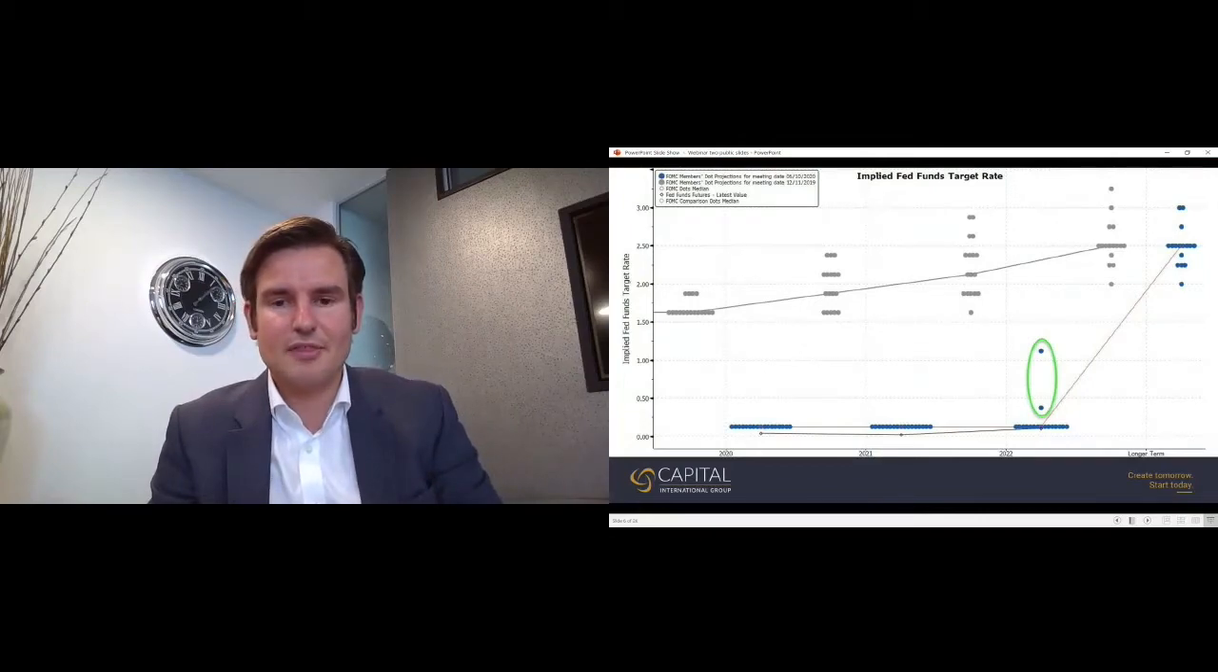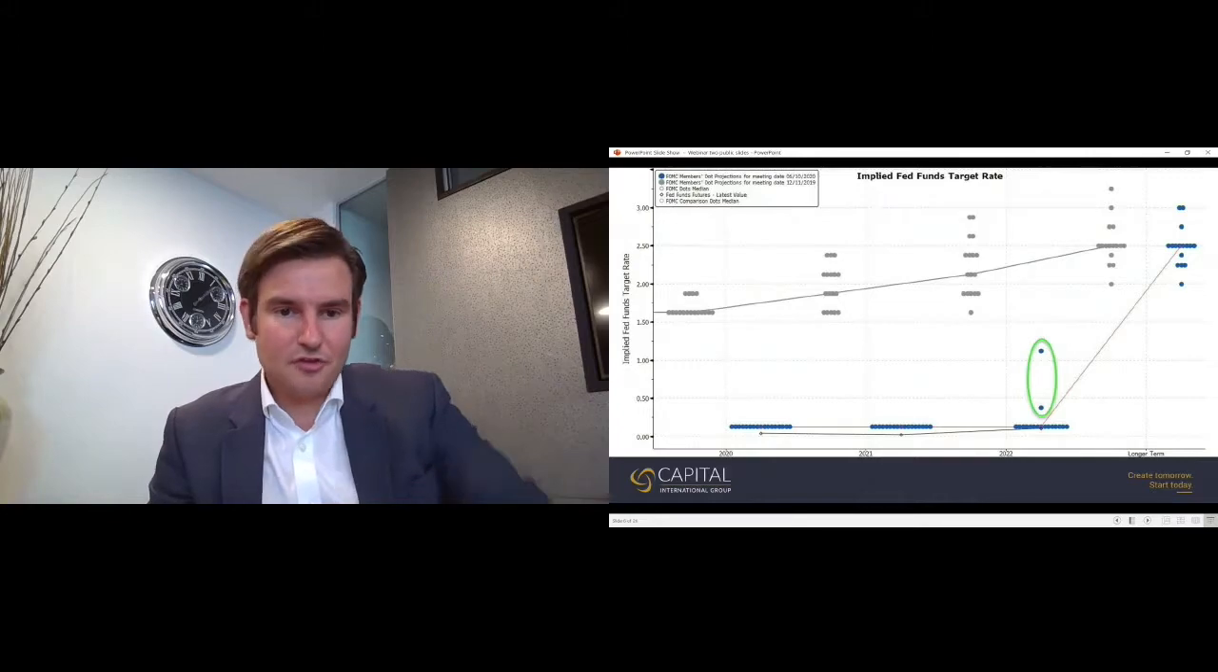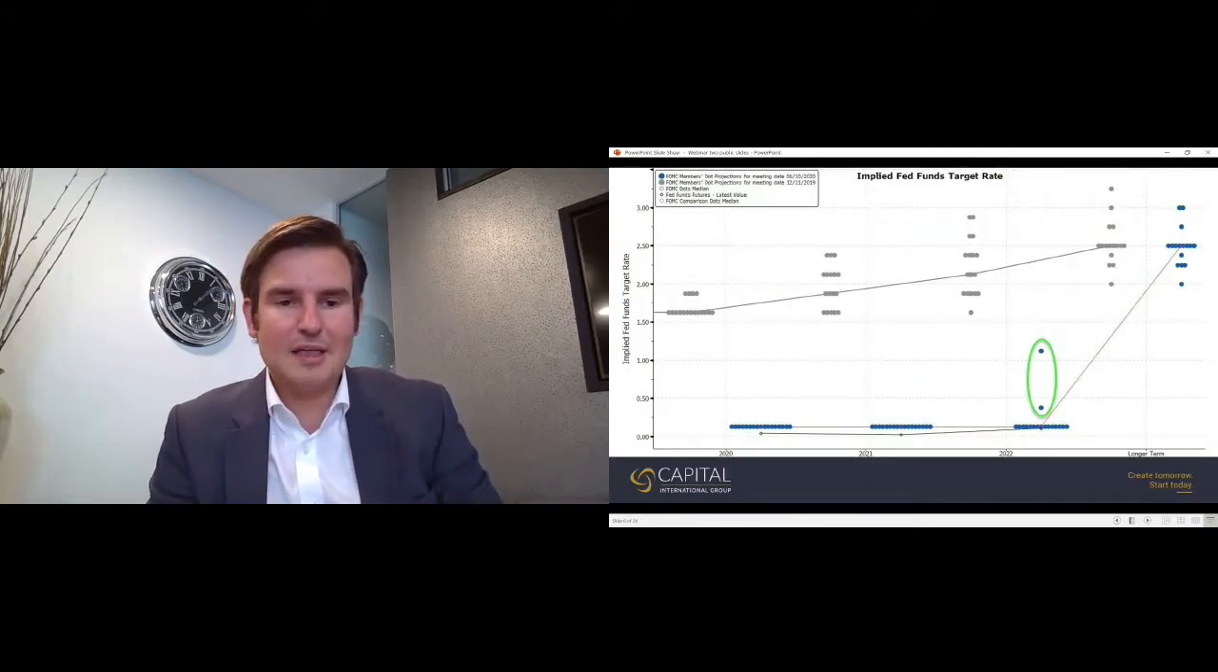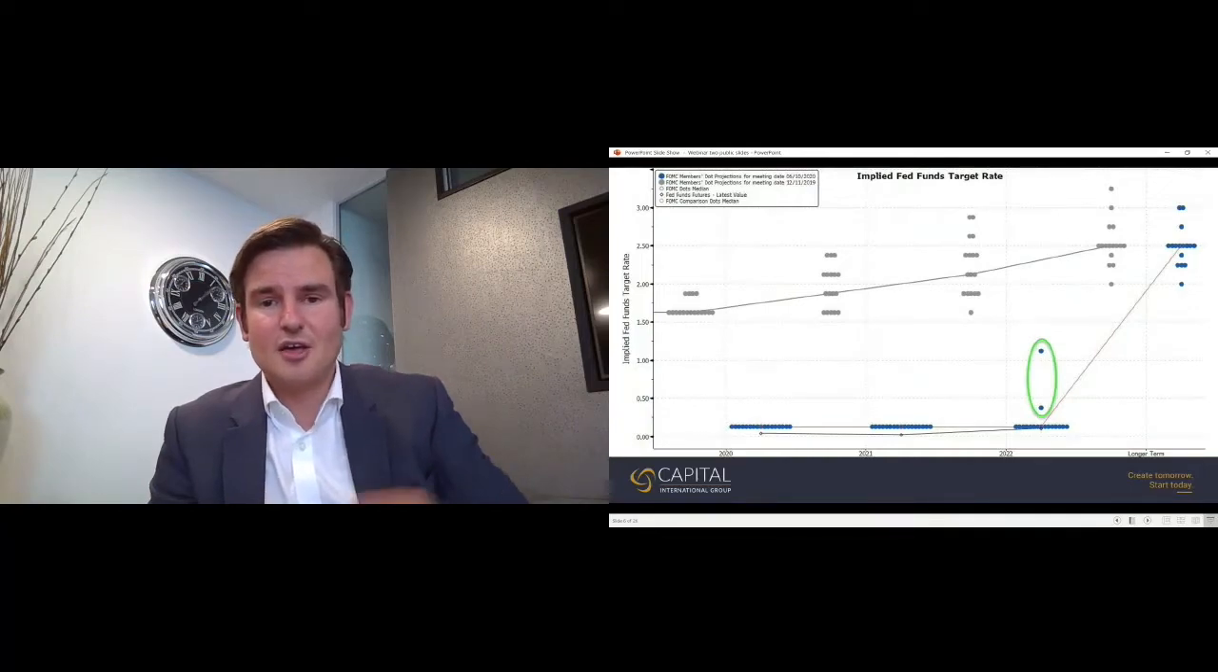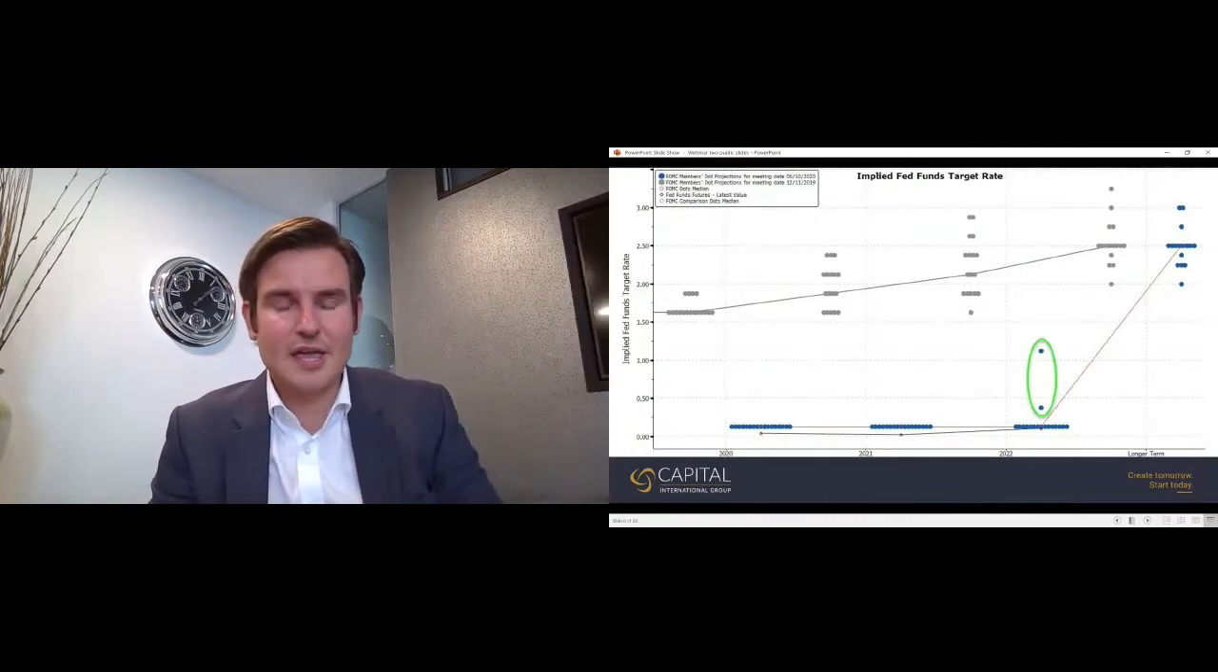The blue dots there, that's the latest dot plot from the Fed, and you can see we're right down in that range of 0 to 0.25%, whereas the forecast at the end of last year was back up in the 1.5 up to 2.5 range.